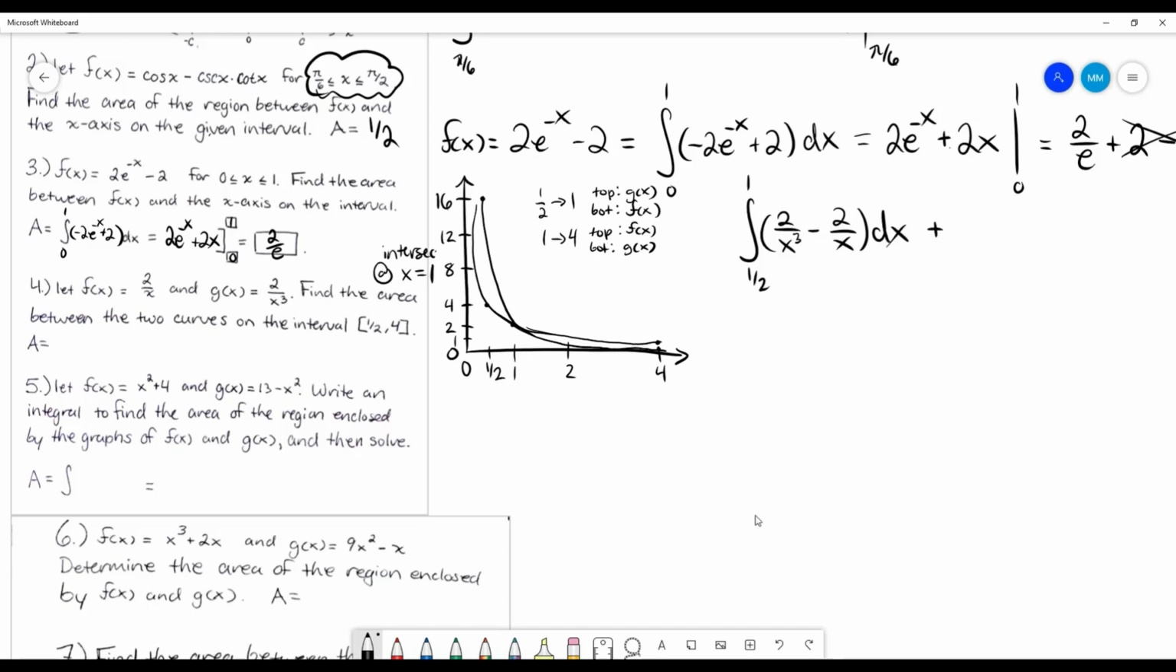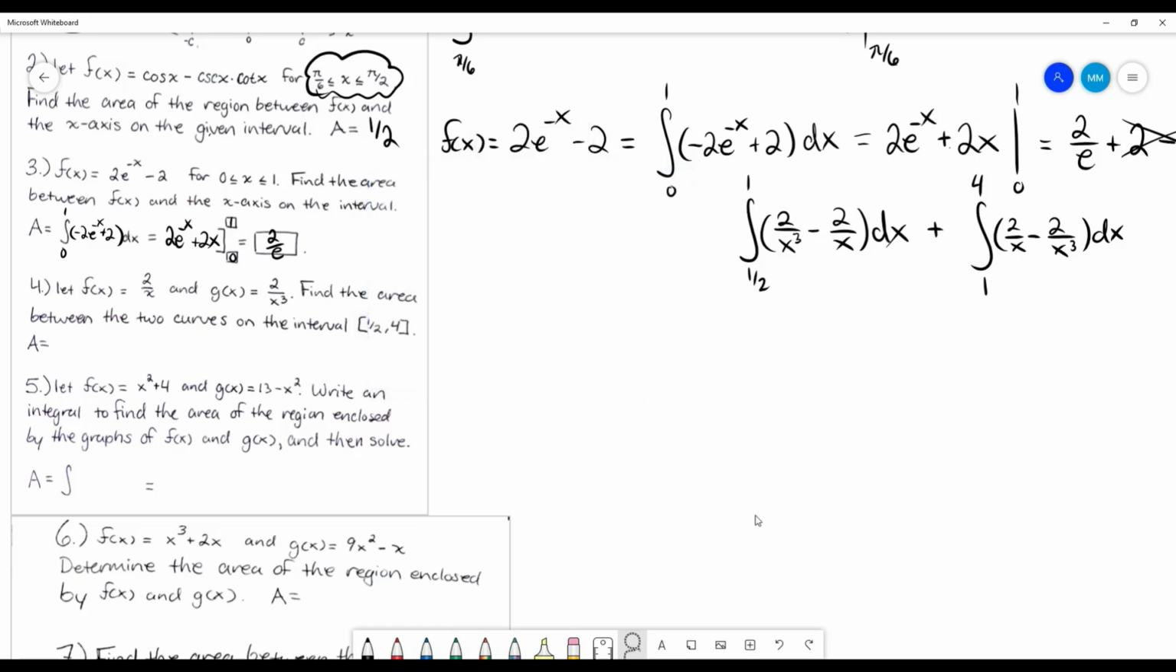And then because we want the area between both curves along this entire interval here, we're going to add these integrals. So it's going to be 1 up to 4, and it's now going to be f of x minus g of x. So it's going to be 2 over x minus 2 over x cubed. And now we need to figure those out. I am going to erase this bit here because it's no longer needed, and we like to have that space.